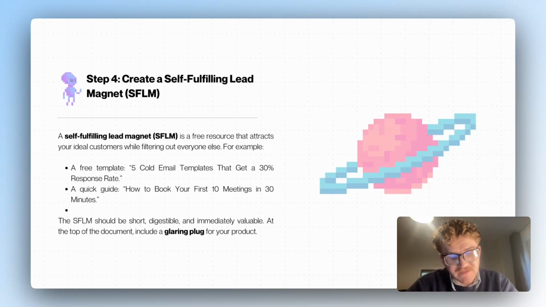Step 4 is we need a bit more traction than just sending 100 of these messages to people on Twitter and Reddit, right?